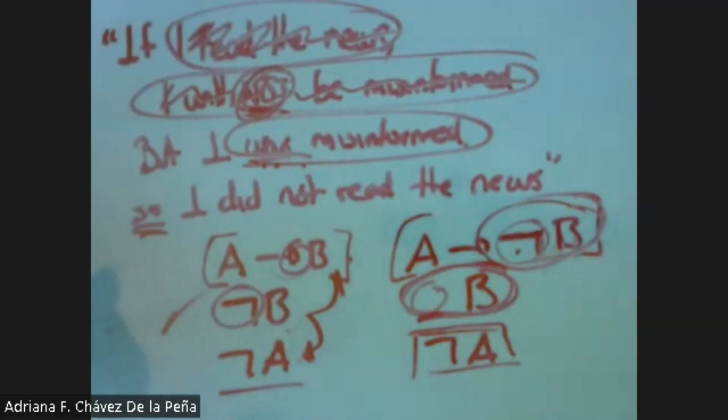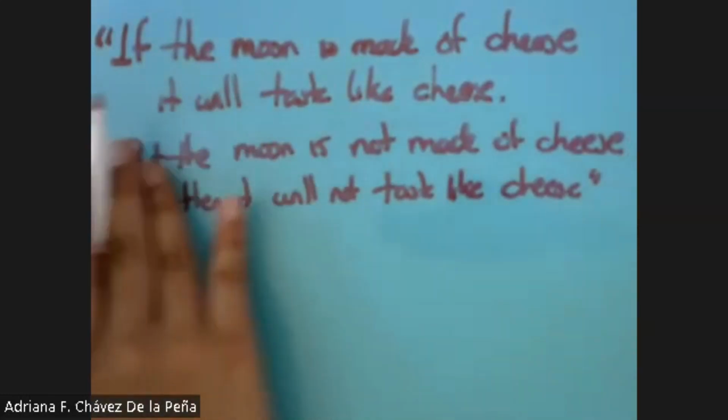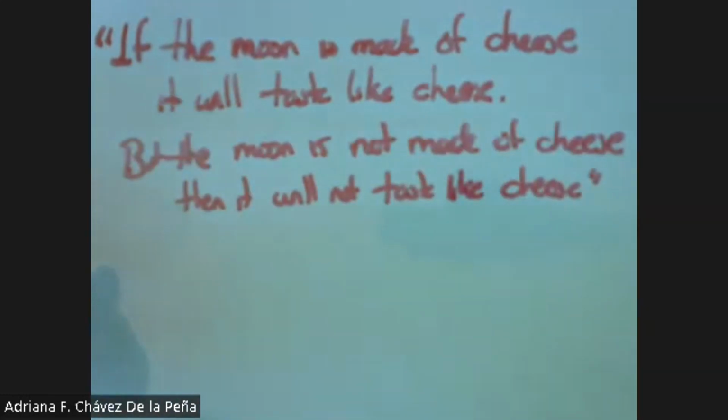And then finally, we have the following argument: if the moon is made of cheese, then it will taste like cheese, but the moon is not made of cheese, therefore it will not taste like cheese. And again, what I'm going to do is ignore the content of the sentences and just break it down to its core notation, abstracting the logical structure here.